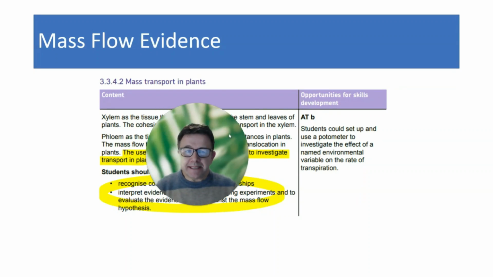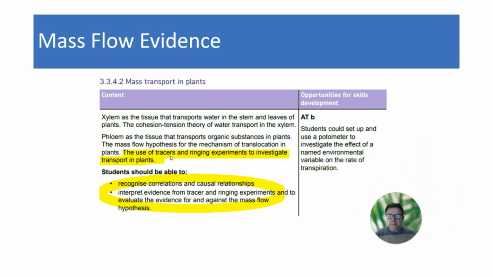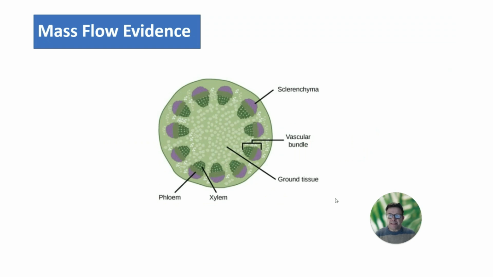So firstly, let's look at the spec. If we look at the spec, it talks about how you will need to know about the use of what we call tracers and ringing experiments to investigate transport in plants. And then you need to recognize correlations, causal relationships, and interpret evidence from tracer and ringing experiments to evaluate, so look at the pros and cons of the evidence for and against the mass flow hypothesis. So let's look at that.